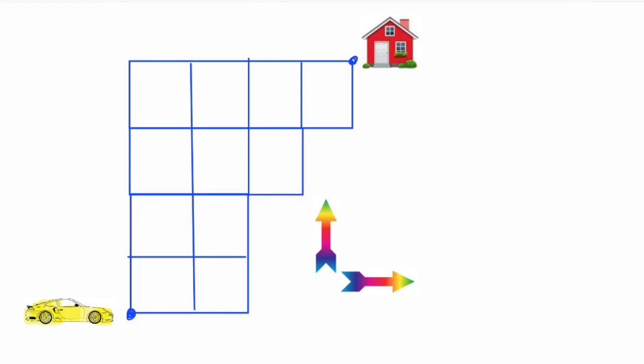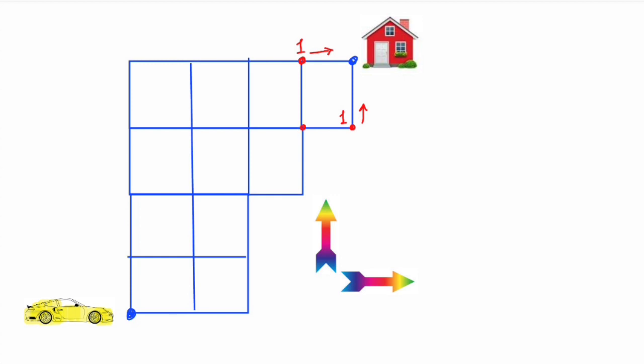Okay, for the solution, first we discuss this point. Obviously, there exists only one way from this point to the red house. In fact, we can go one step up and reach this home. So we write number 1 here. Similarly, for this point, there exists only one way. So we write 1 beside it.